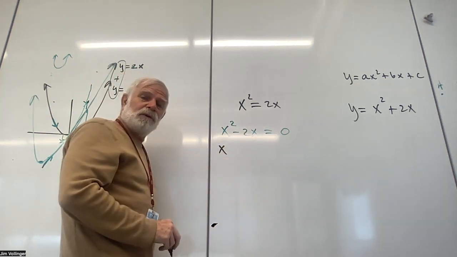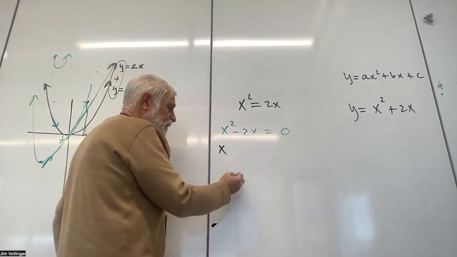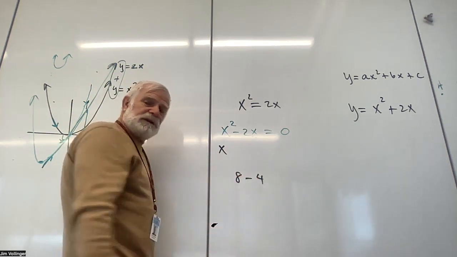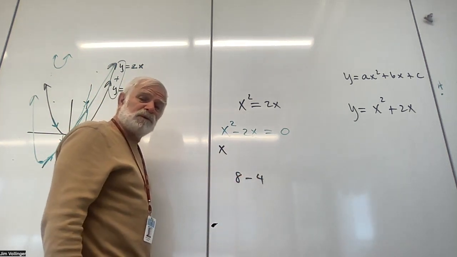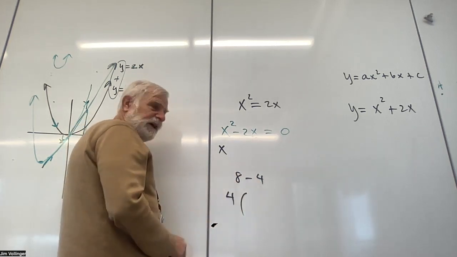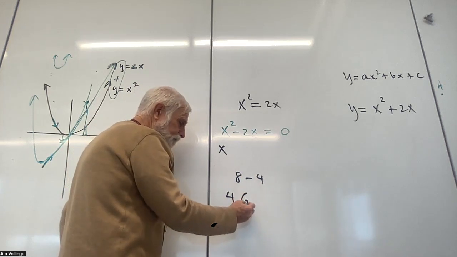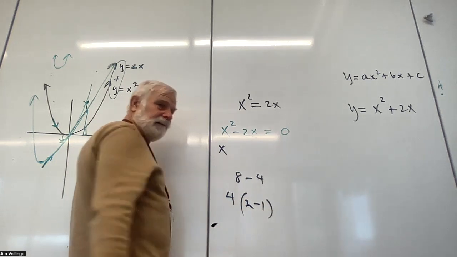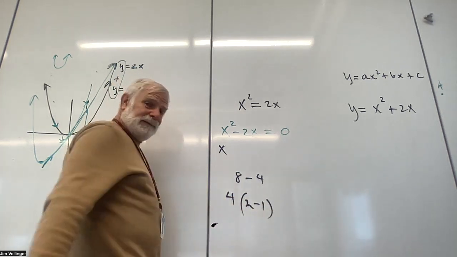They have a common number, right? It's kind of like saying write 8 minus 4 as a product. Well, there's a number that fits into 8 and 4, and we usually look for the biggest one, and the biggest one that fits in both is 4. 4 times what is 8? 2. 4 times what is negative 4? Minus 1. Okay, that's a product.